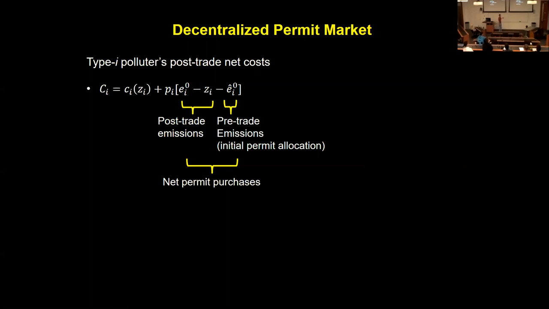Here we have the price of the permit. We have their initial unregulated emissions minus their abatement. So this is their post-trade emissions. We subtract from that their pre-trade permit allocation. So if they increase emissions above their permit allocation, then they have to buy permits. Basically all that's saying.